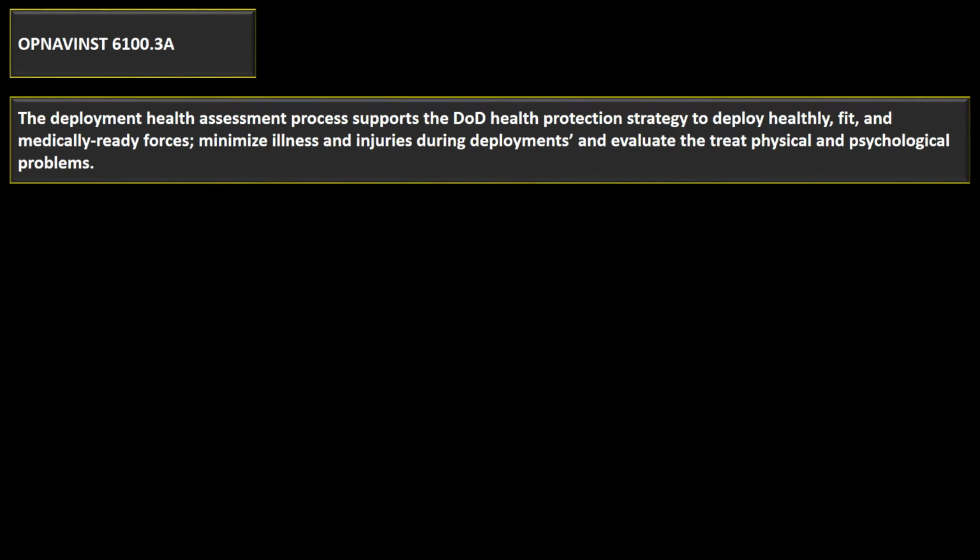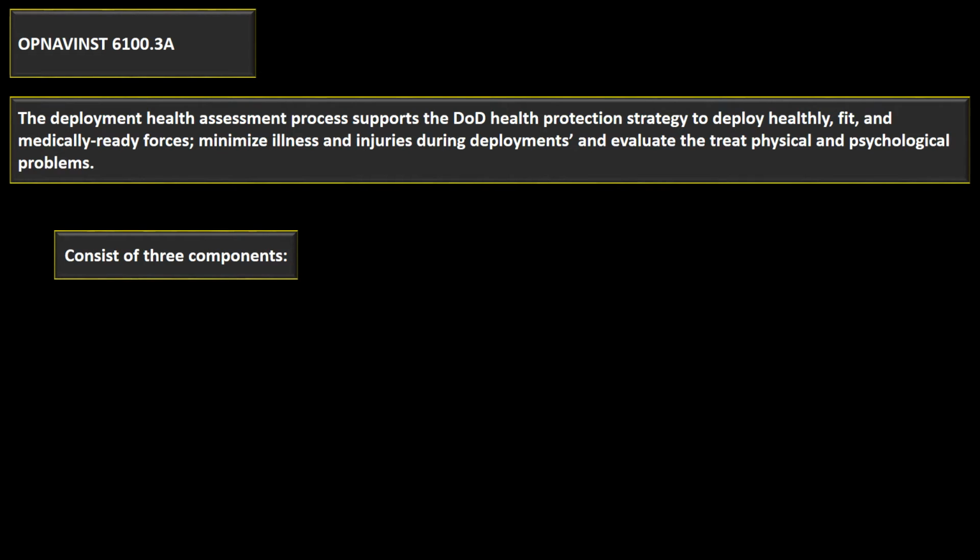And then the secondary number of the 1 right here, the 6100, well, that means within medicine it falls under physical fitness. So let's take a look at the rationale. The deployment health assessment process supports the Department of Defense health protection strategy to deploy healthy, fit, and medically ready forces. It minimizes illness and injuries during deployment and evaluates and treats physical and psychological problems afterwards. So what we're trying to do with this deployment health assessment is make sure that the people we deploy are physically and mentally fit, that their individual medical readiness is complete and ready to go.